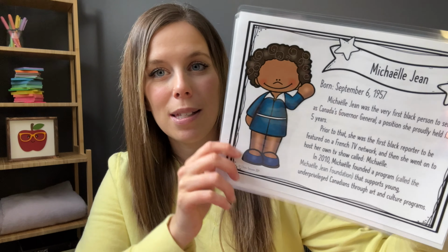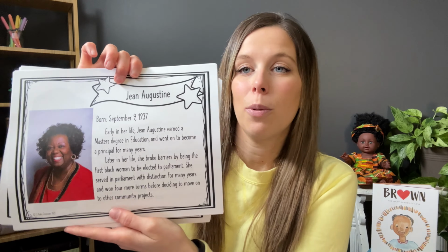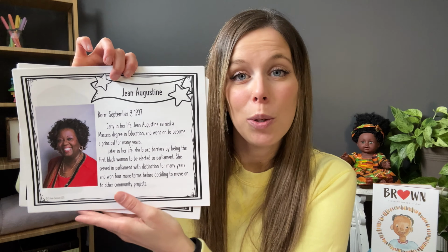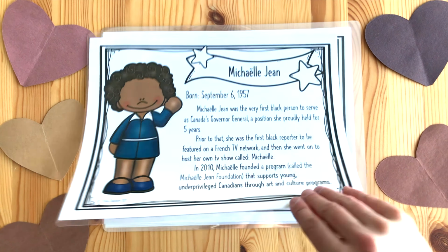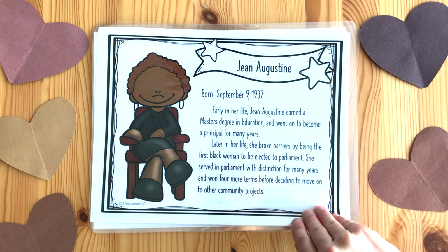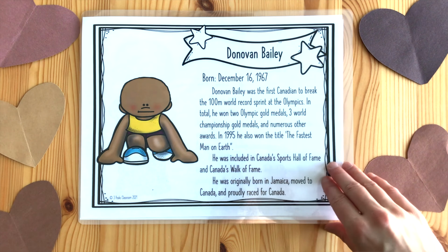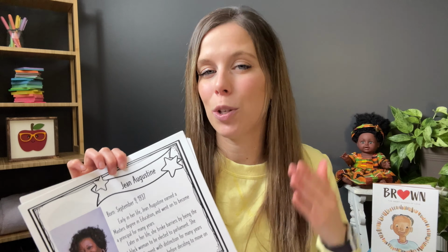One is the clip art style. So right here, you can see the clip art with all of the information included, written in student-friendly language. But if you would rather have actual photographs, then I have the resource with actual photographs as well. So here we have Jean Augustine. So depending on your classroom or what your personal preference is, you can choose to have a picture or a clip art that includes all of the important information about these 6 notable figures.